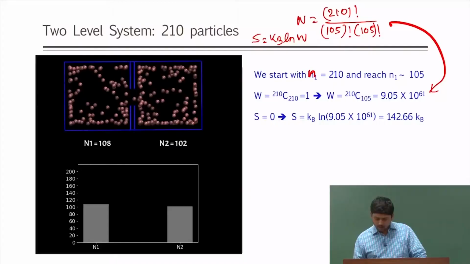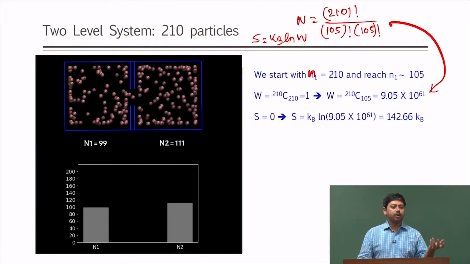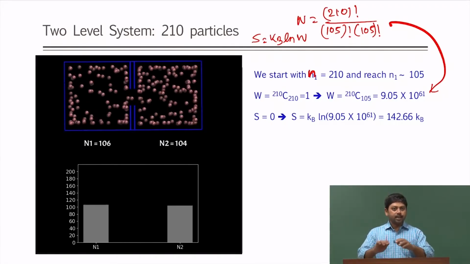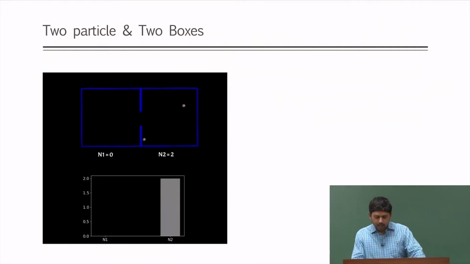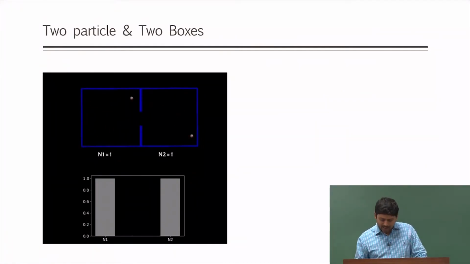So, only one configuration in the middle is good enough. Now, what if we had only 2 particles? What if I had only 2 particles instead of 210? What if I had 2 particles? Could we see that 2 particles are going as 1 and 1? Let us see that. So, here I have 2 particles on one side of the box, and as you can see from the bar chart, 1 and 1 is favorable and they are there.